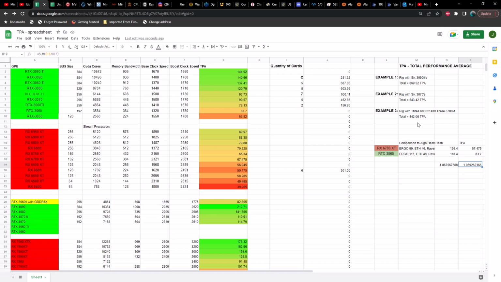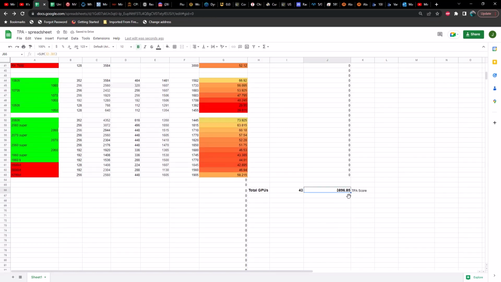So a couple other examples here. A rig with six 3090 Tis would score 869 on the TPA calculator. A rig with six 3070s would be 543. And a rig with three 6800 XTs and three 6700 XTs would be a score of 442. So you can use this calculator to just go in here and add however many GPUs and whichever GPUs you have. And then at the end, it's going to spit out a number for you. And that's going to be your TPA score.